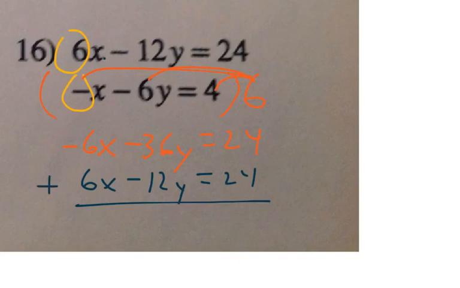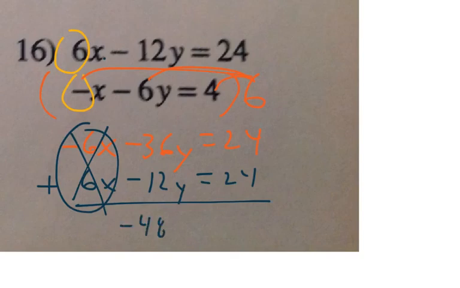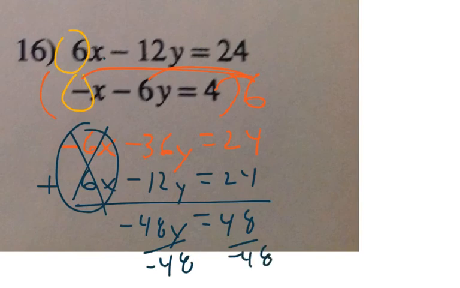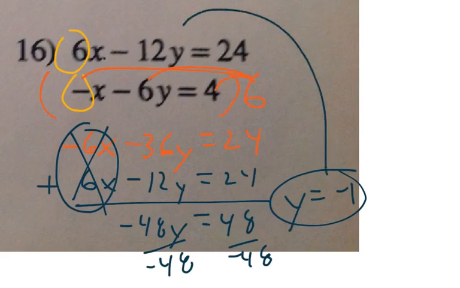So let's see what we got here. If I add these together, 6x minus 6x is 0. And I'm left with negative 48y equal to 48. Once I divide by negative 48, I know y is negative 1. And now I'm simply going to plug it in one of the two equations. I'm going to go ahead and use the first one since it only has the one minus in it. So let's see what we got here.